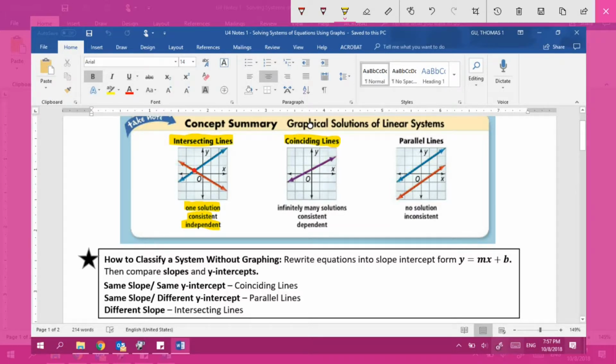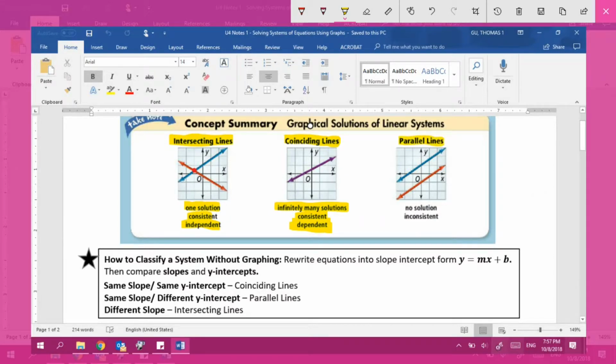So this is actually two lines on top of each other, which means, remember, solutions are the points of intersection. If the lines are right on top of each other, that means there's an infinite amount of solutions, because anywhere is a solution. So with coinciding lines, we have an infinite amount of solutions, which means it's consistent and dependent.